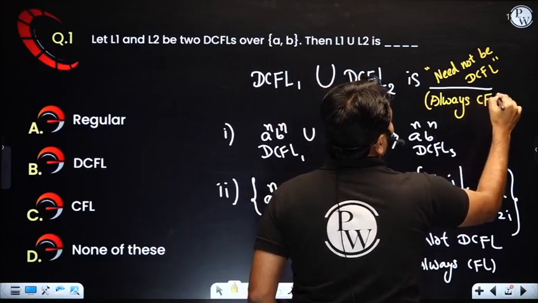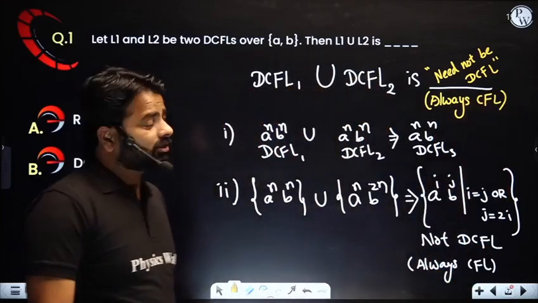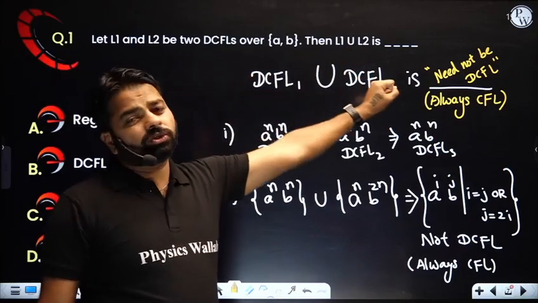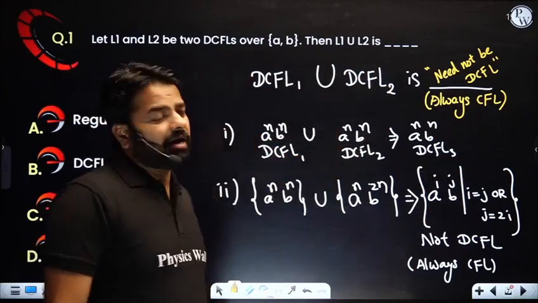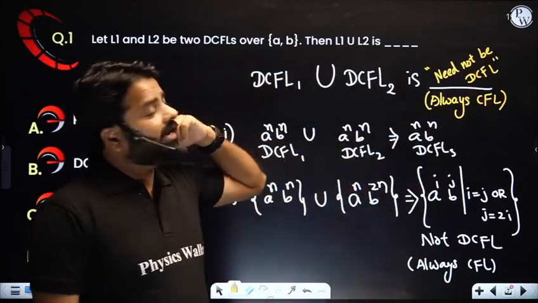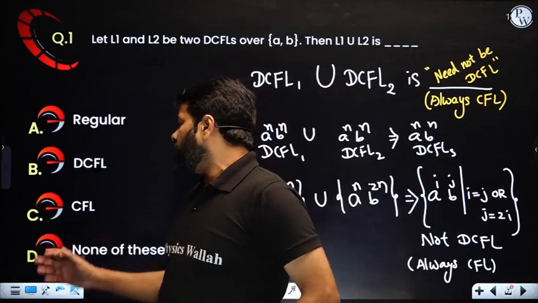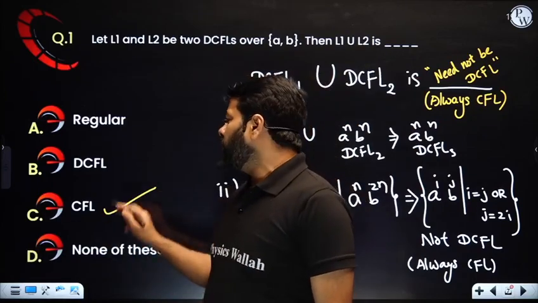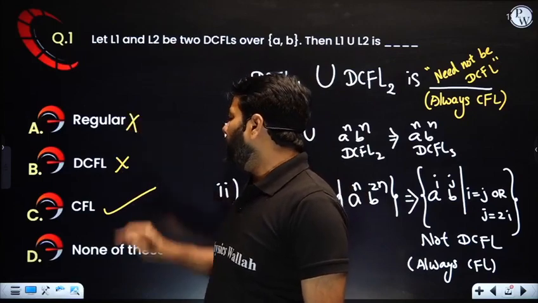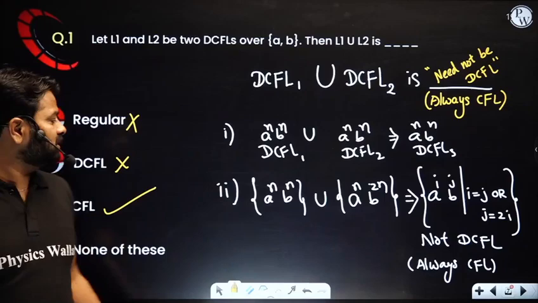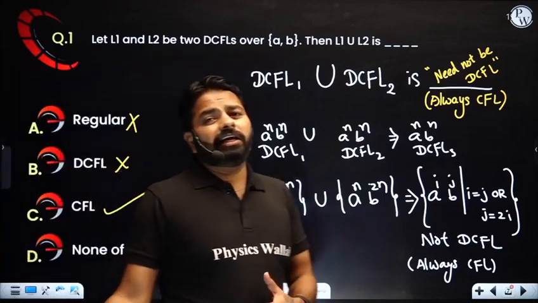Because for CFL, we have an algorithm with the help of context-free grammars. You can make a context-free grammar, and another context-free grammar, and combine these two grammars with the help of the star symbol of the grammar. That's the proof for CFLs, which we'll talk about soon. Now the answer is always CFL, so you can blindly choose option C, but B and A are not guaranteed all the time. So the union of two DCFLs is always CFL.